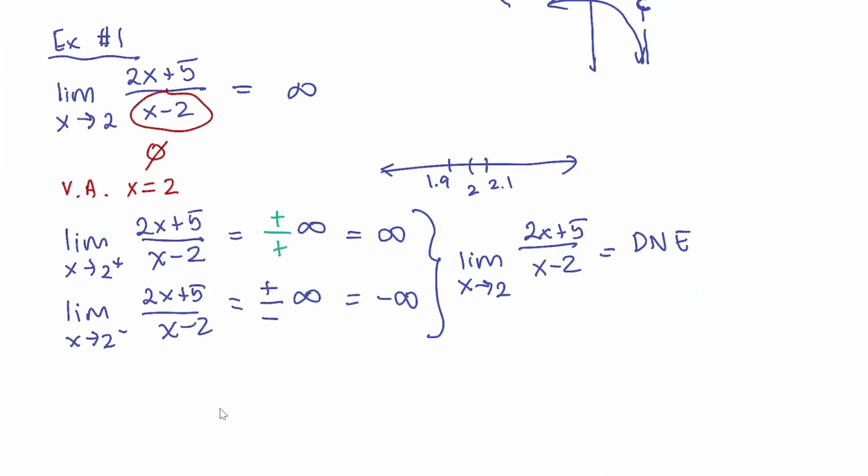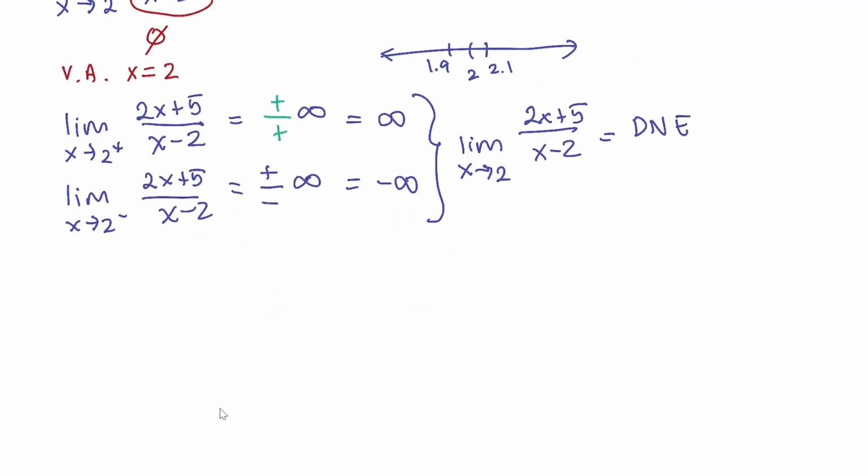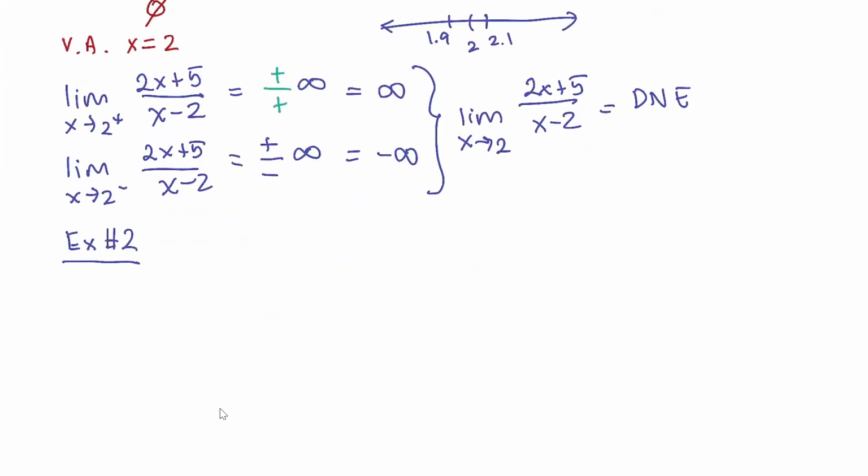Okay, so we're going to do one more example of this, and this time I want you guys to work through this problem with me. Okay, example number 2. Limit as x approaches negative 3 of (x squared plus 2x minus 3) all over (x squared plus 6x plus 9). So limit as x approaches negative 3 of (x squared plus 2x minus 3) over (x squared plus 6x plus 9).